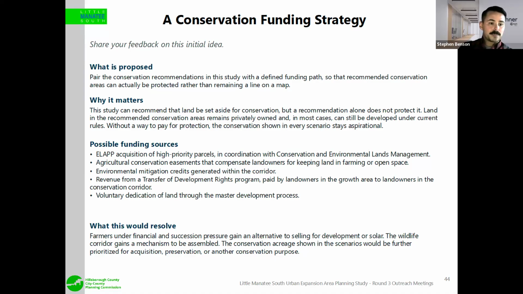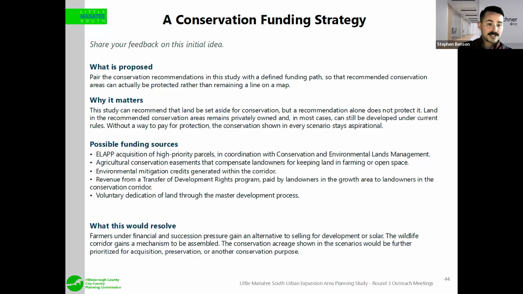Why does this matter? The study area can recommend that land be set aside for conservation, but a recommendation alone doesn't really protect it. I think that's something that several of you have mentioned already in the Q&A. Land in the recommended conservation areas remains privately owned, and in most cases can still be developed under the current rules.